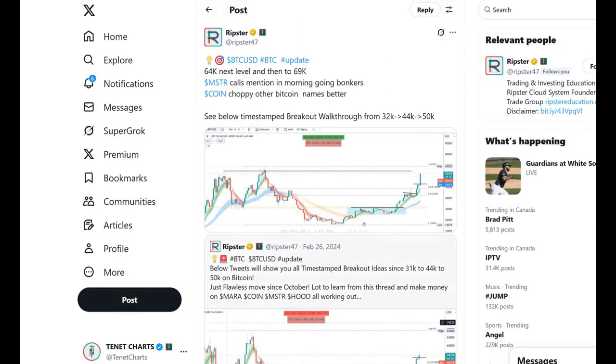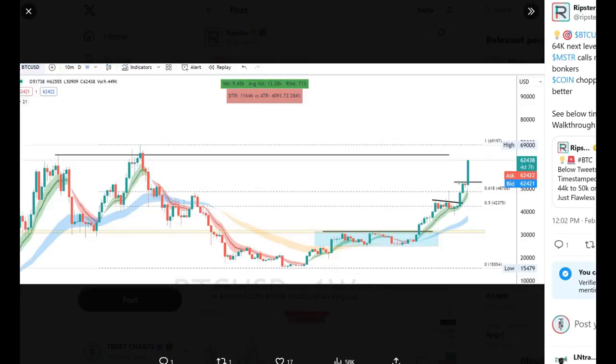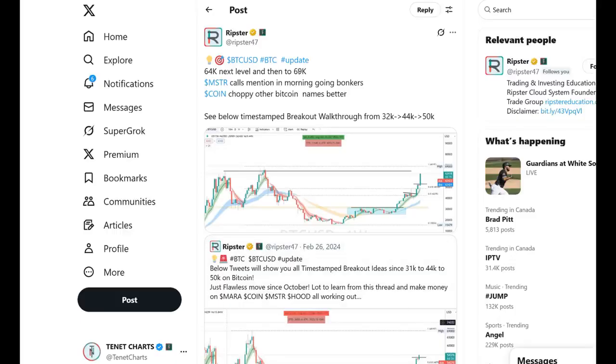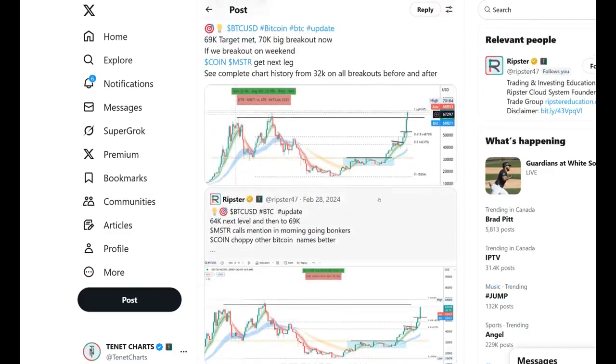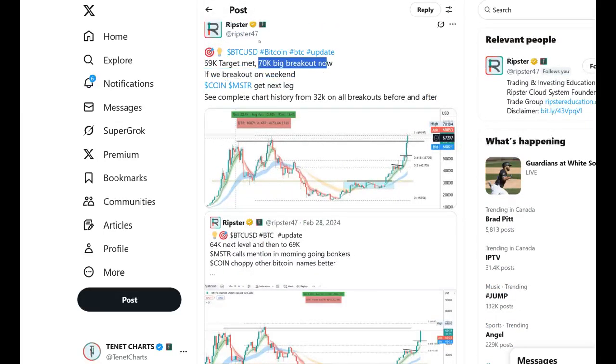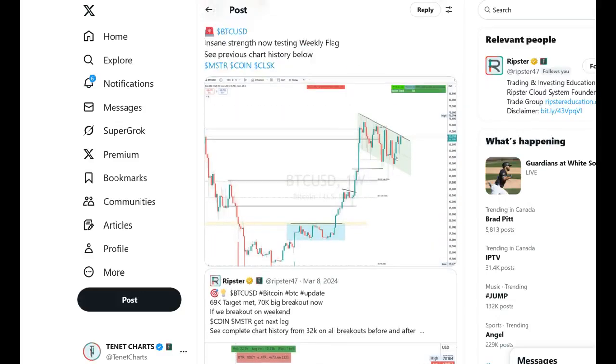Remember, we started from 32,000, and here we are at 62,000. Another breakout, then 60. Everything step by step. There's another 62,000, and then we are breaking towards the 70,000 breakout. You can see there, right? This is how we were trading the coin MSTR back in the day.